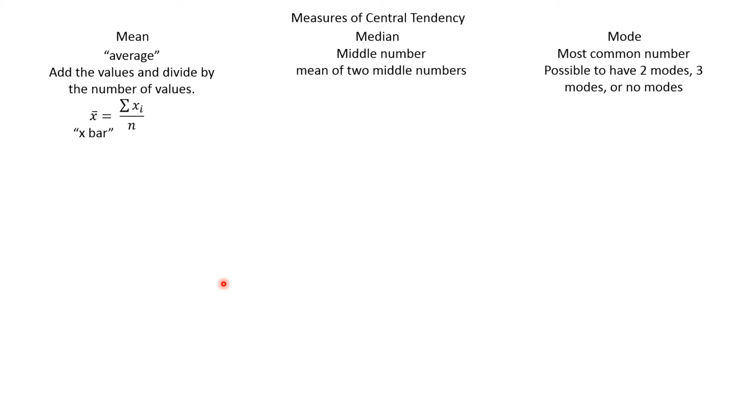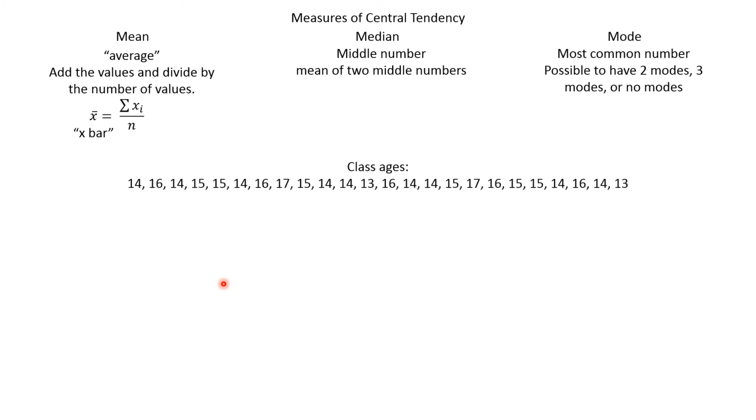If you have more than 2 or 3, or there's no number that really stands out as being the biggest, then it's just no modes. And so let's get some data to find these things. We're going to get the ages of everybody in the class. Tell me your age real quick. And good. There we go. There are the ages of everybody in the class.